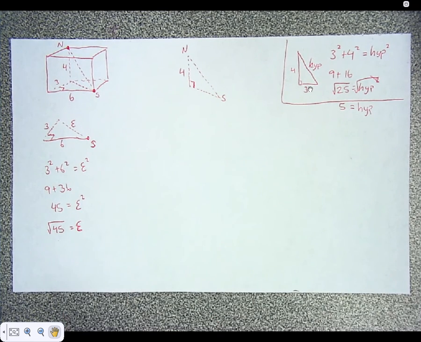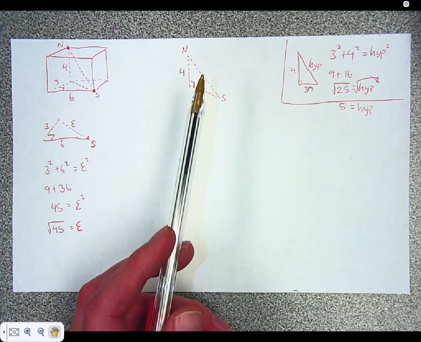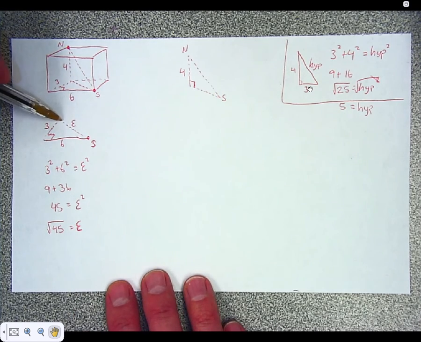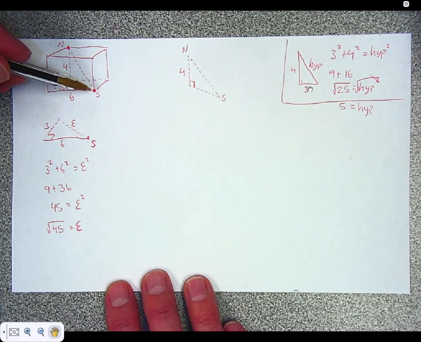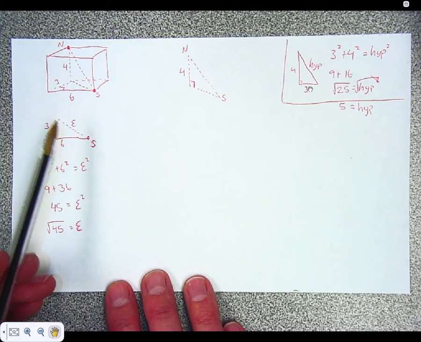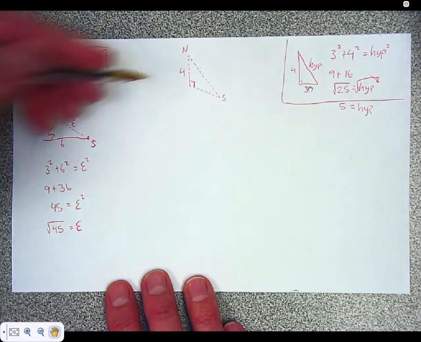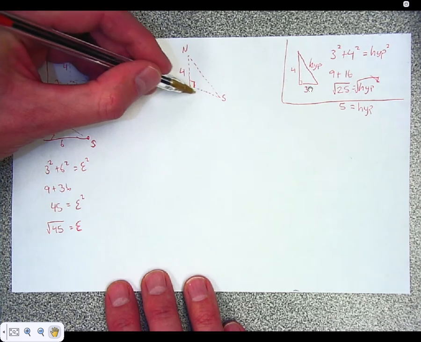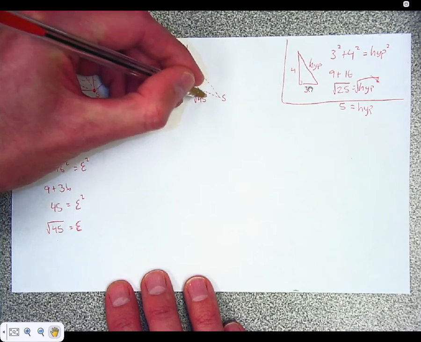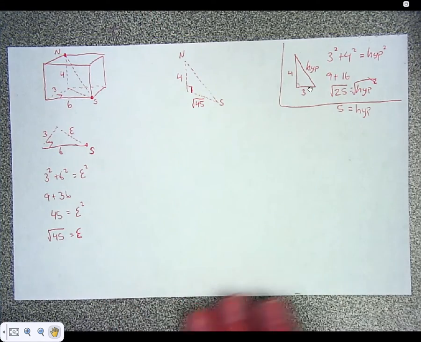But that's okay, because that's not what I want to know. I don't really want to know E. I want to know how long NS is. I need this number though because E, this line right there, that hypotenuse, that's the same leg over here. So what I've just found by doing the Pythagorean theorem is how long this side is. This leg of that right triangle is the square root of 45. And I'm just going to leave it as the square root of 45 because I don't care what the decimal is.